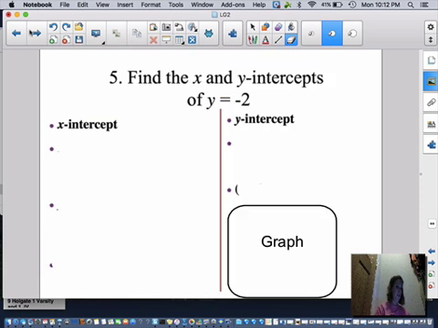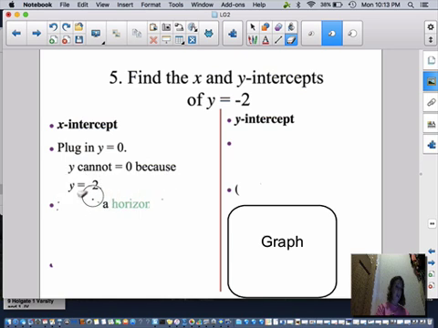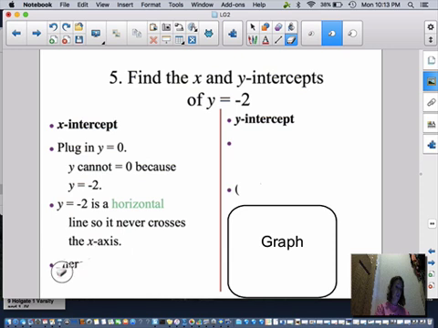Okay, now, just the opposite. Now I have y equals negative 2. So again, for the x-intercept, we put 0 in for y. Well, we can't, because y cannot equal 0, because y equals negative 2. So y equals negative 2 is a horizontal line, so it never crosses the x-axis. There is no x-intercept.